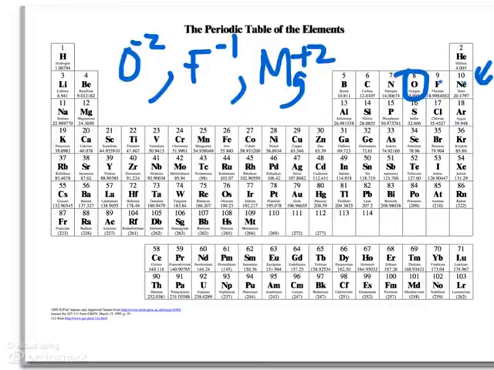Go to the next one, fluorine. Here's your fluorine. It has a negative 1 charge. So that one also is going to be like neon. Last one is Mg plus 2. Plus 2 means you're losing electrons, so you have 1, 2, and that one is also like neon. So you're just able to figure out that this list is like neon.